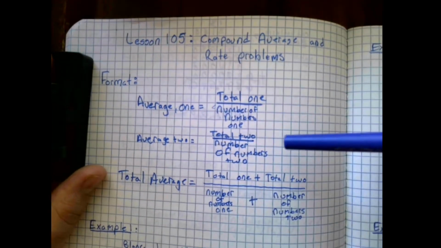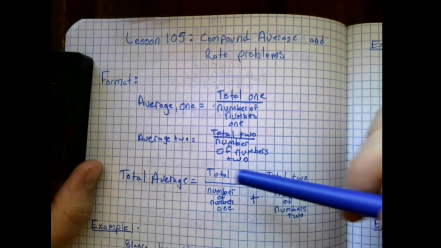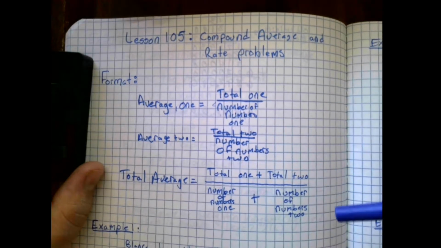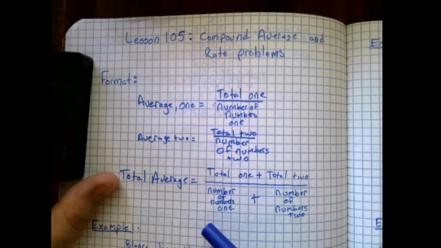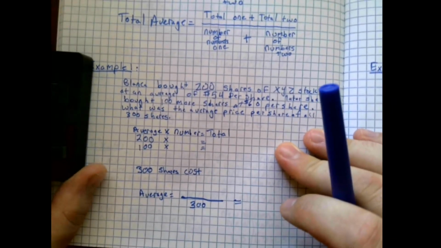Now it's important to note that if we're given two averages, the total average will be equal to the total of the first average plus the total of the second average divided by the number of numbers in the first set added with the number of numbers in the second set of data. We'll see what this means in example 1.